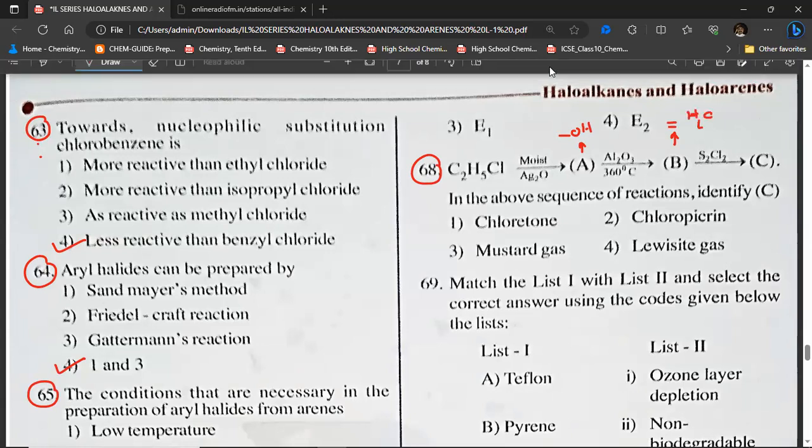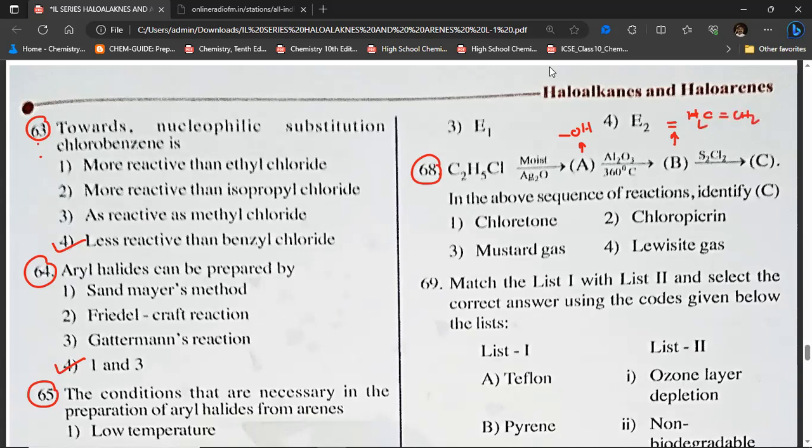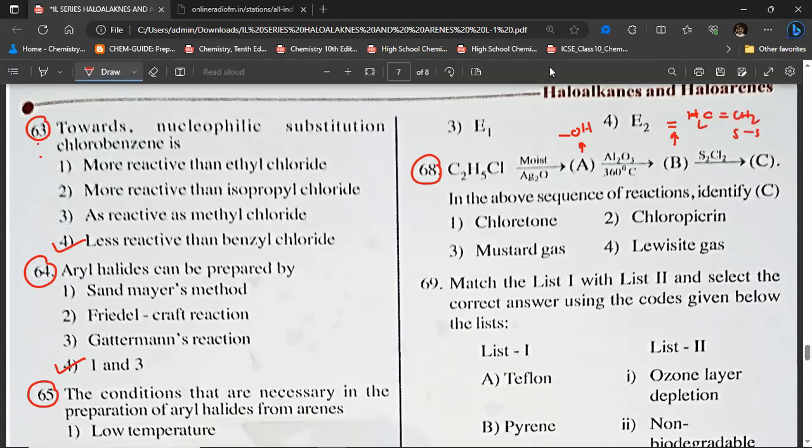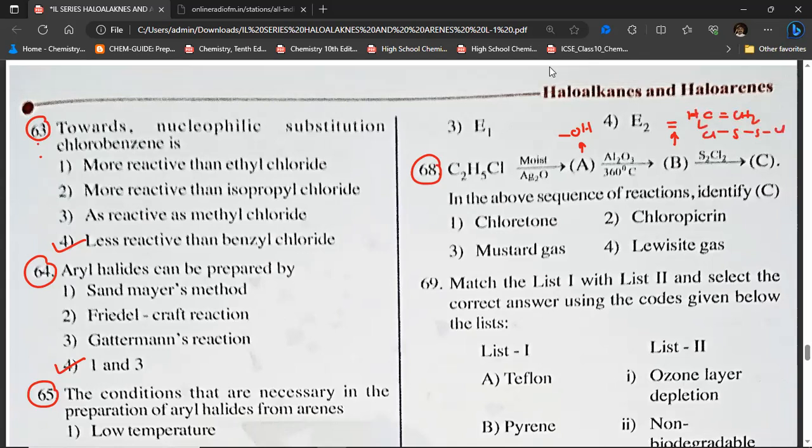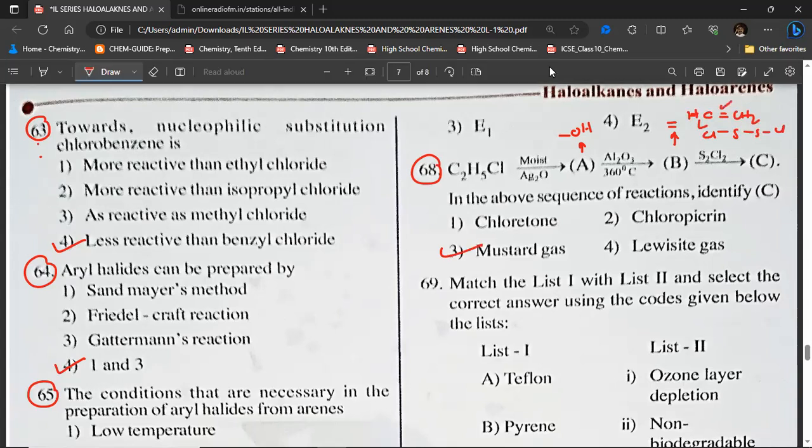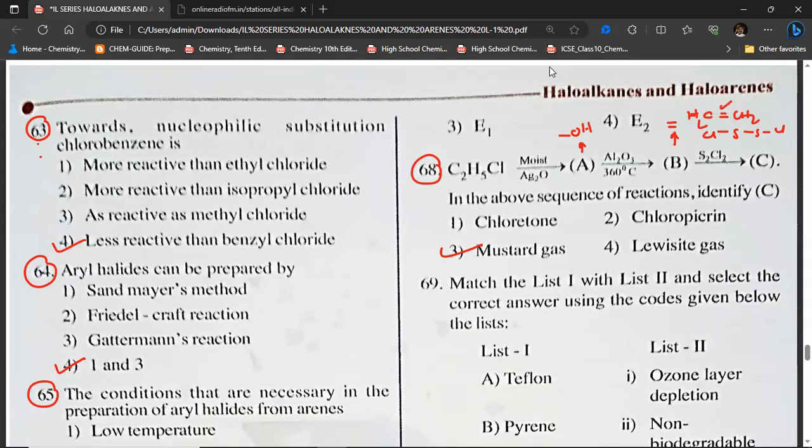CH2=CH2 is treated with S2Cl2. Here S2Cl2 forms mustard gas with this one, that is the question 68 mustard gas reaction. So the double bond will be broken, and this S2Cl2 is joined with that one, forming mustard gas.